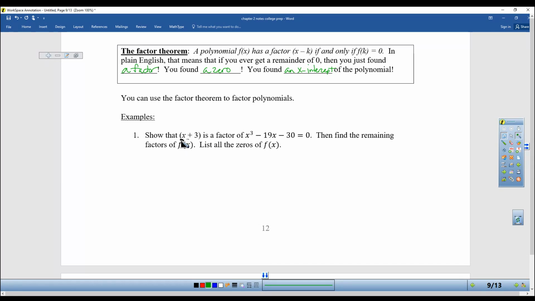So I'm just going to tell you that x plus 3 is a factor. So I'm going to put a -3 here. Remember, it's always the opposite. And then I'm going to write 1, 0. Don't forget, there's no x squared, so you still have to hold the spot. -19, -30.